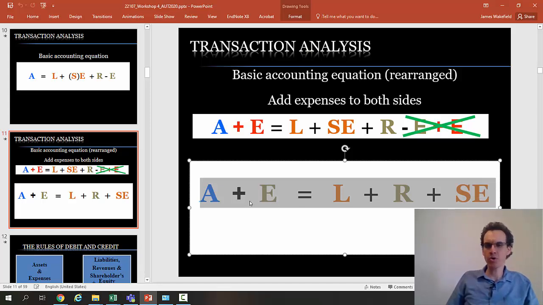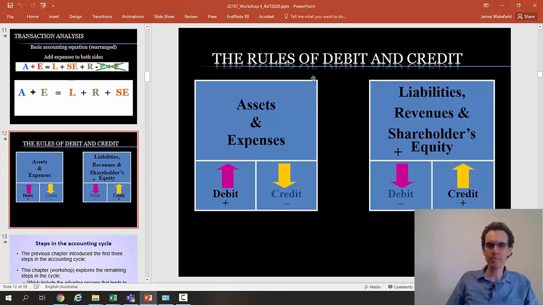So why is it important to restructure the equation in this manner? Well, if we go back to the rules of debits and credits, if you want to increase assets, you debit them. You also debit expenses to increase them. If you want to increase liabilities, revenues, and shareholders' equity, you credit them. Remember, the debits always need to equal the credits, and these two boxes are each side of the accounting equation.